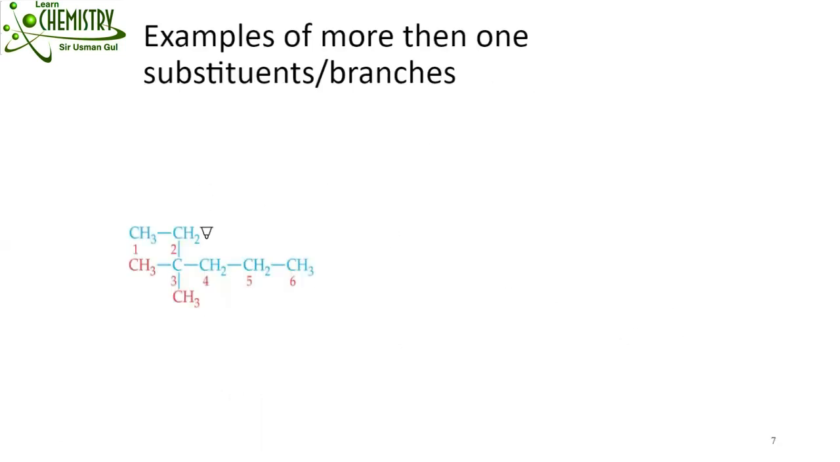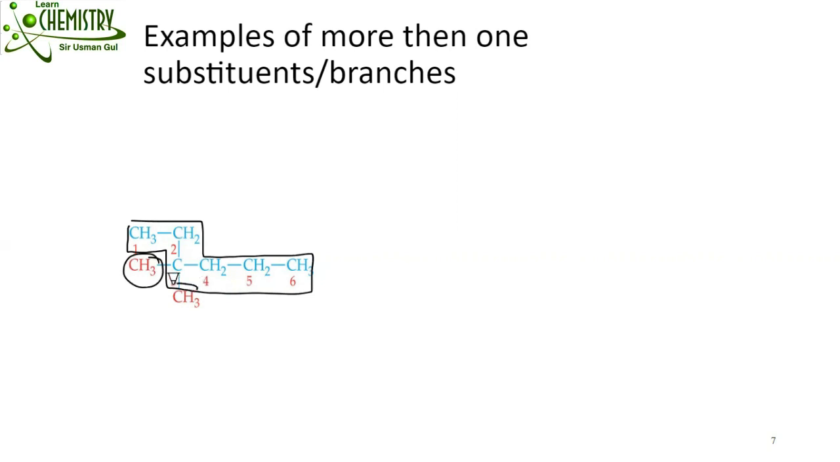Now you can see I have already numbered it. This one is carbon number 1. The blue part is the longest carbon chain, and the red part is basically the branch. Right now I'm giving you an example which has more than one substituent. So if I select the longest carbon chain, it will be like this. So this is the longest carbon chain, and numbering will start from the left hand side because this branch is coming near the left hand side.